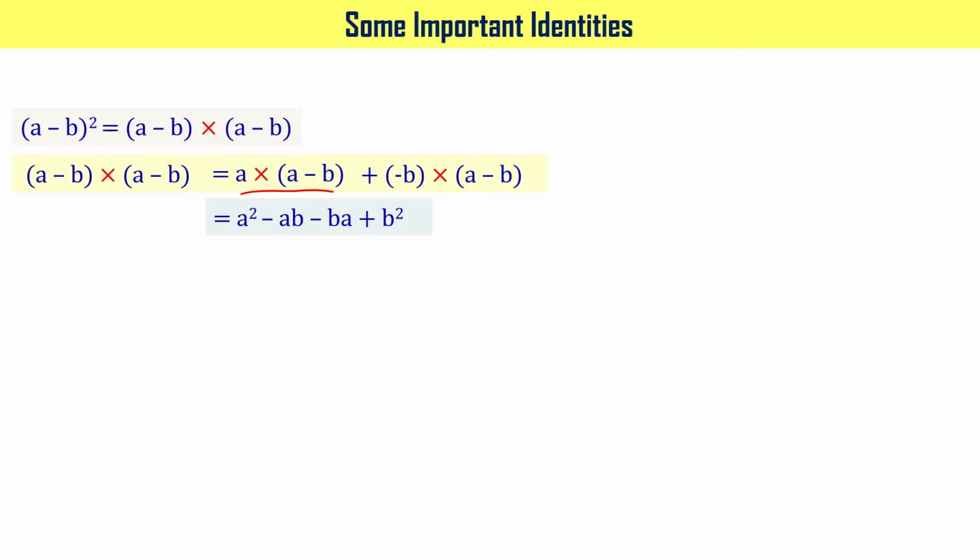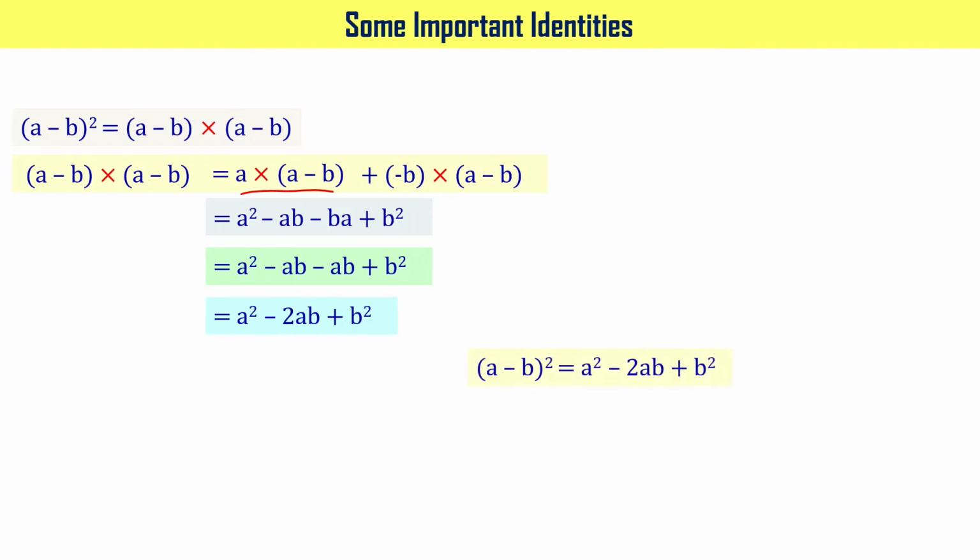When you simplify it, you get a square minus ab minus ab plus b square. That means it is a square minus 2ab plus b square. So the identity is (a minus b) whole square equal to a square minus 2ab plus b square. It is an identity because for all values of a and b, it is going to be true. Please note this identity also.